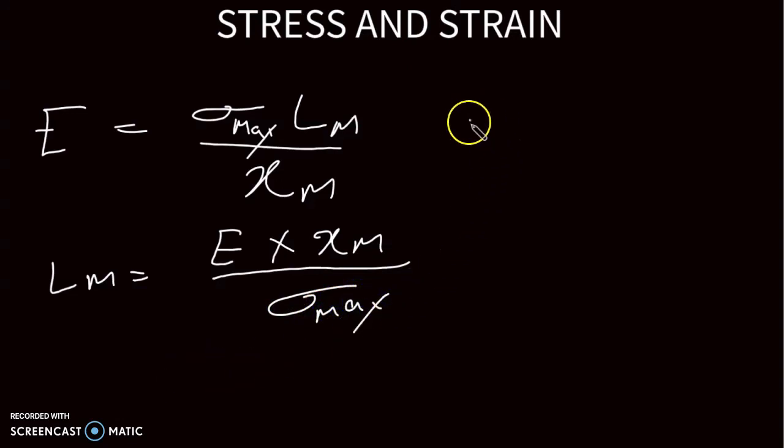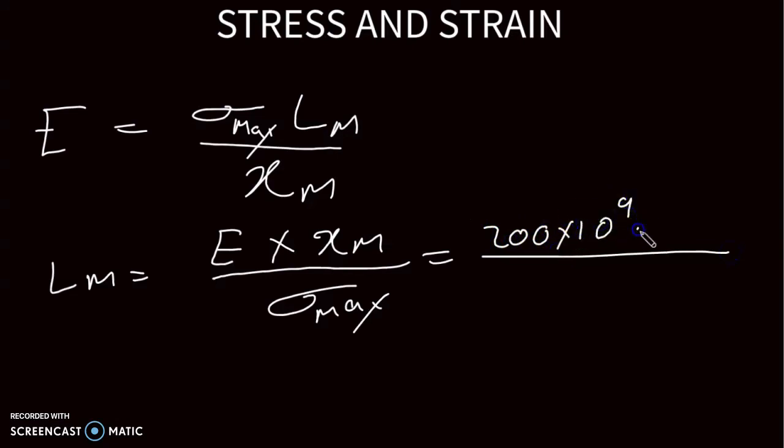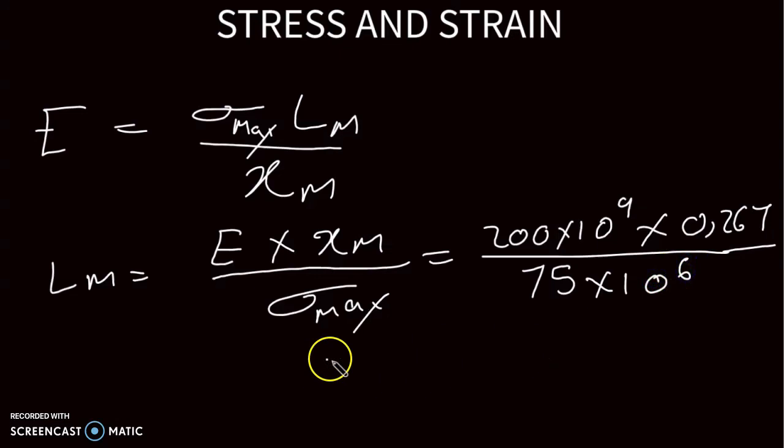Then we substitute. Our E is 200 times 10 to the power 9. Our change in length for m is 0.267. And then our stress is 75 times 10 to the power 6. And then this will give us a length of 712 millimeters.